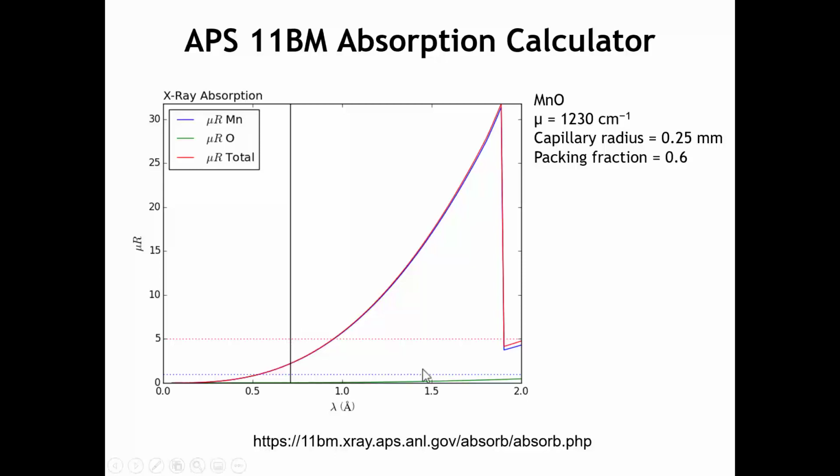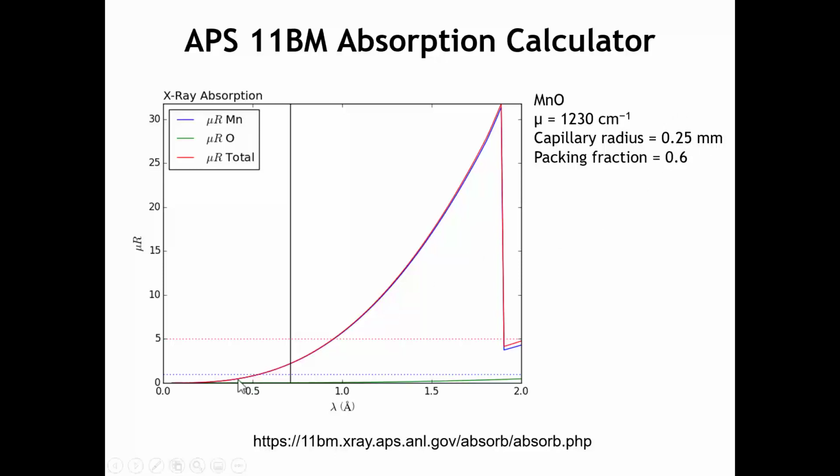If I were to do this experiment with a copper X-ray source, you can see then I'd be out here. My mu r would be over 15. And so then I would need to use a capillary that's at least 3 or 4 times smaller, and that's going to be hard to do. So it's not really a feasible experiment on a copper X-ray source.